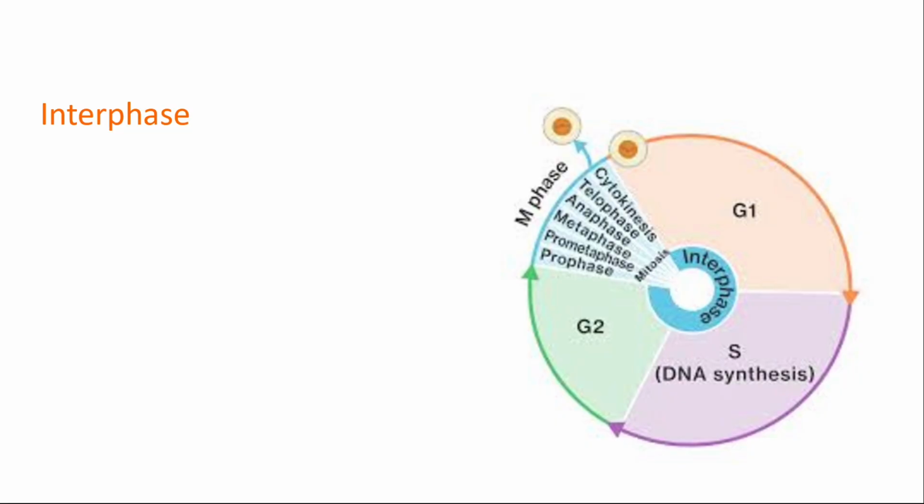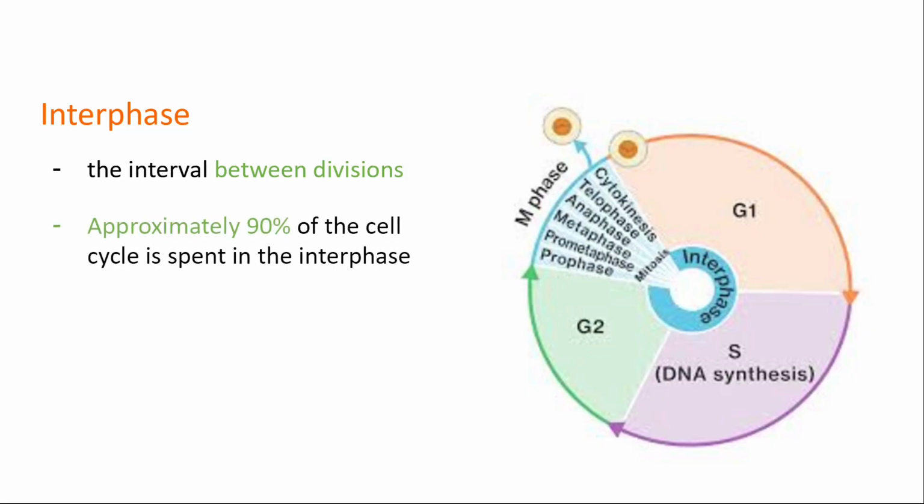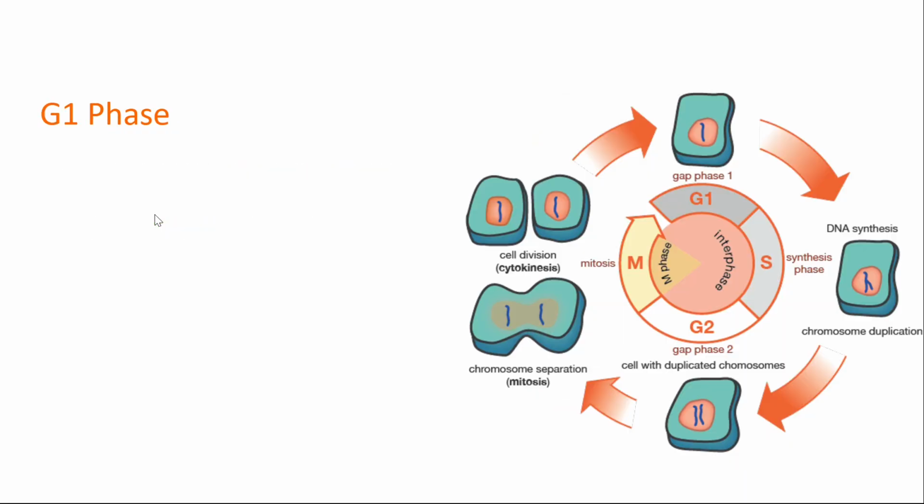Starting with the interphase stage, you already know that this is the period in between divisions, and approximately 90% of the cell cycle is spent by the cell in interphase. The interphase can be divided into phases, which we call the G1 phase, the S phase, and the G2 phase. So let's go to the most important characteristics of each of the phases.